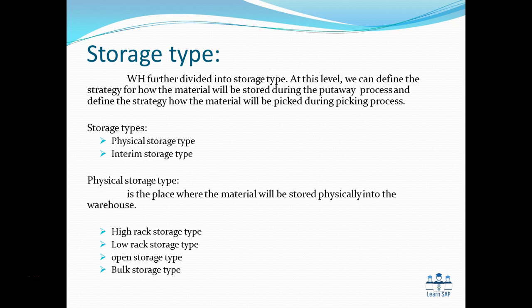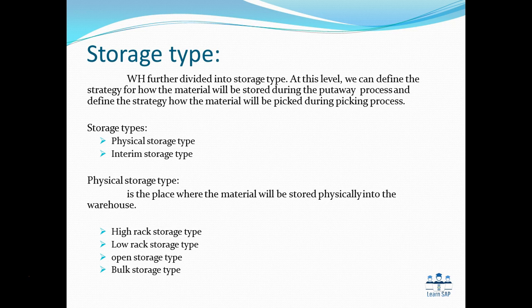Next, storage type. The warehouse is further divided into storage types. At this level, we can define the strategy for how the material will be stored during put away, and how the materials will be picked during the picking process. There are two different kinds of storage types available: one is the physical storage type, and the other is the interim storage type.